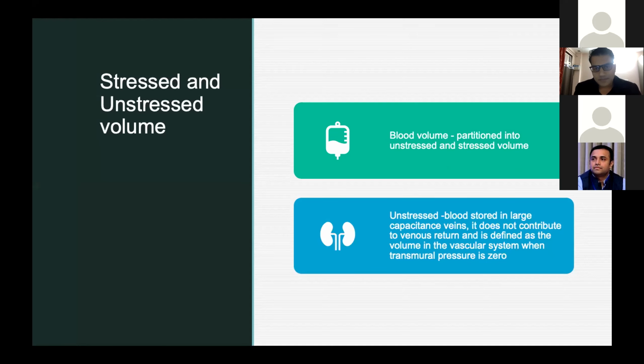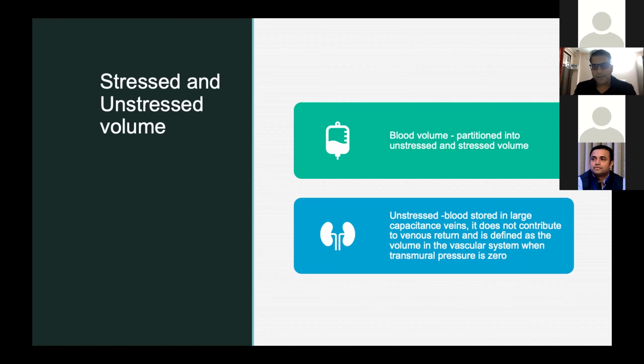So, a little bit about the types of volumes that we have. In our body, we have two types of blood volume. One is the stressed volume, and the other is the unstressed volume. So, what is unstressed volume? It is the blood stored in the large capacitance veins, and it does not contribute to the venous return. And it is defined as the volume in the vascular system when the transmural pressure is 0.